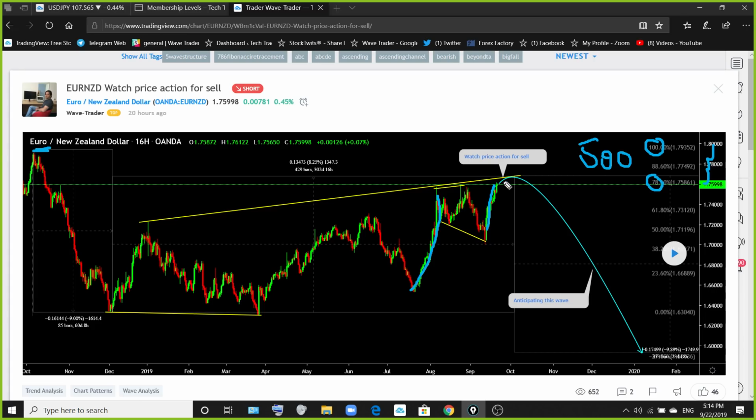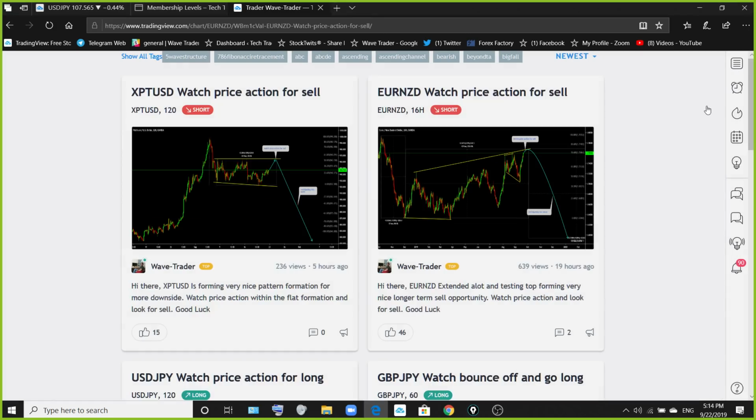But structure and pattern formation are telling us that the wave is going to be to the downside in the longer run. So you're looking for price action over there. We'll show you the lower time frame, what you should look for before you get into the trade to sell the euro New Zealand dollar.